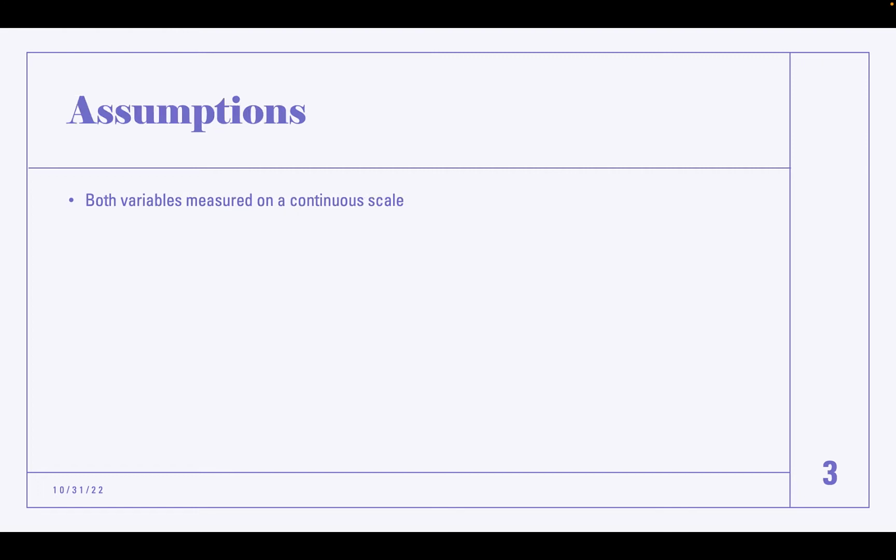All right, what are our assumptions to be able to use a Pearson correlation? First and foremost, as I already said, both variables are measured on a continuous scale, and this could be interval or ratio. The variables are also paired. So what do I mean by this? Each case or individual has the value for each variable. For example, each person would have an age and a corresponding salary.